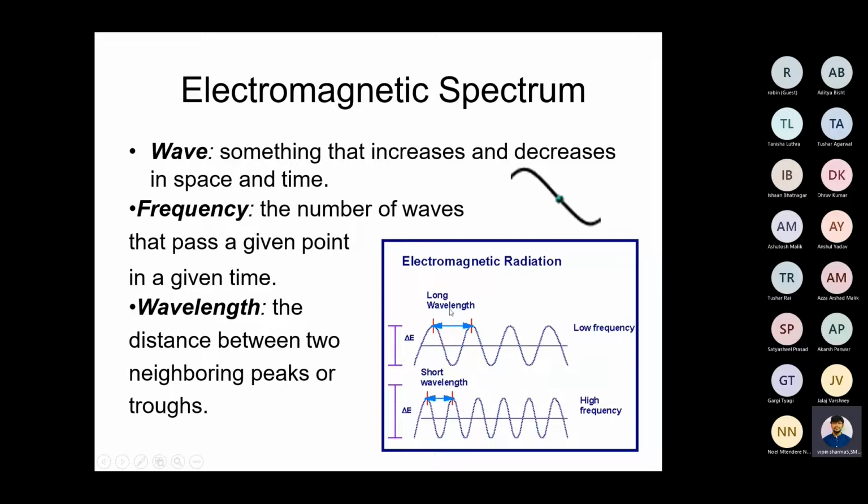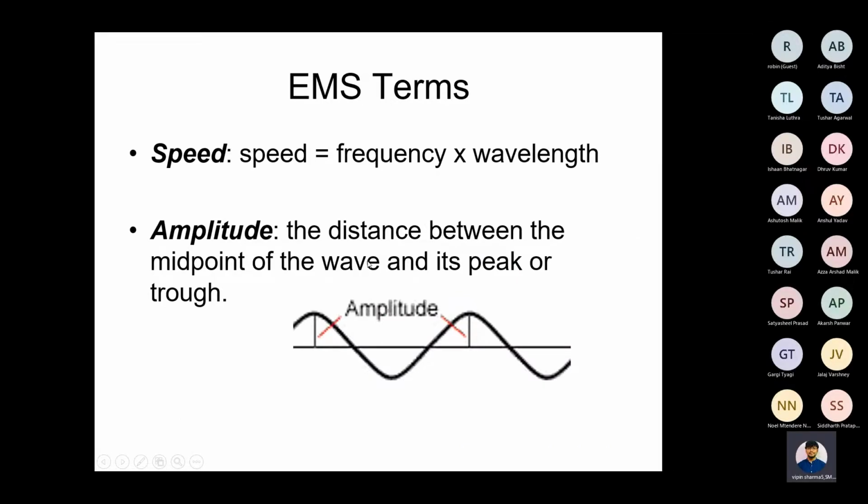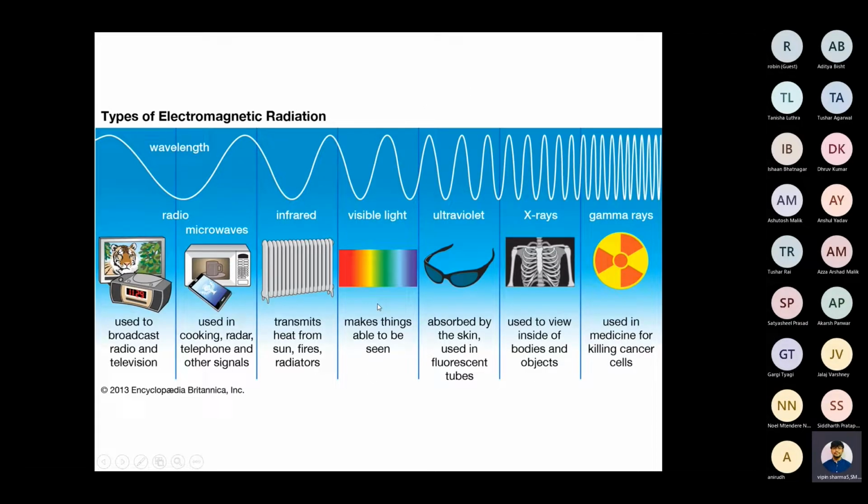You can see on the right side of the screen there is an electromagnetic radiation part. You can see in this image what exactly wavelength is. Low frequency, high frequency, you can understand with the example of an ECG. Amplitude is the distance between the midpoint of the wave and its peak or trough. This is the midpoint, in this slightly blurry image. This is the red point, the midpoint, right? And the main and most important part is what exactly to do with the wavelength.